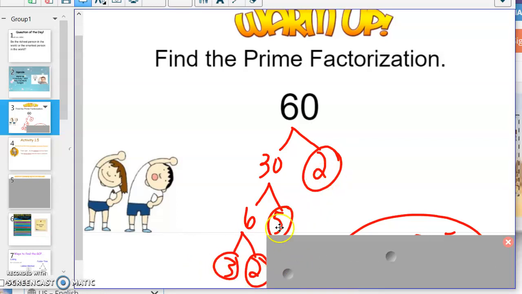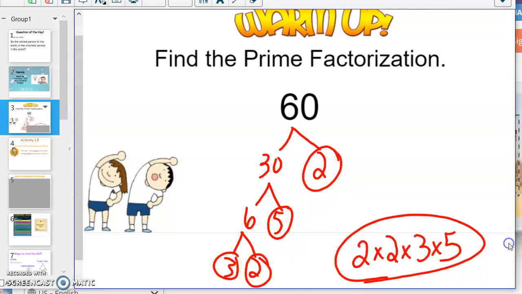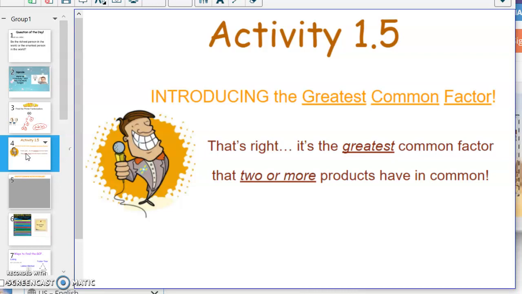So now that gives me prime numbers on all of my branches. So then my prime factorization for 60 should be 2 times 2 times 3 times 5. So today we are finding the greatest common factor.